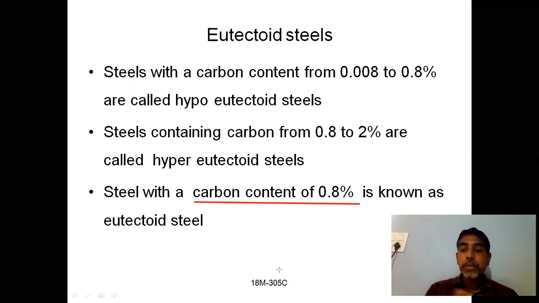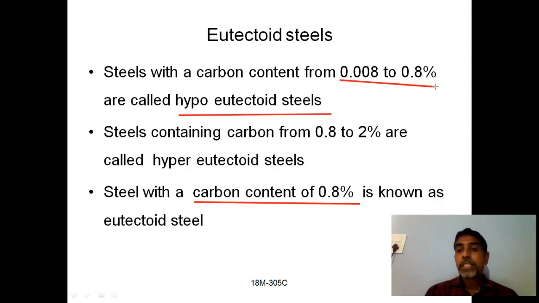So what is meant by eutectoid steel? A steel having a carbon percentage of 0.8. If it is less than 0.8, we can call them hypoeutectoid steels. That is nothing but steel with carbon content from 0.008 to 0.8%.